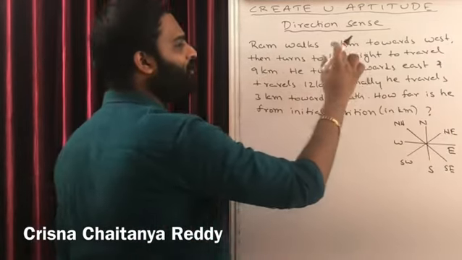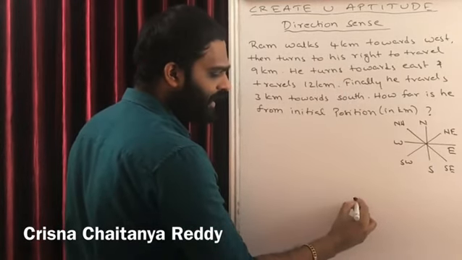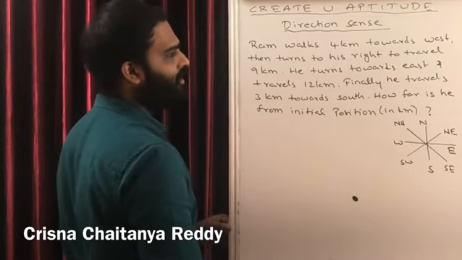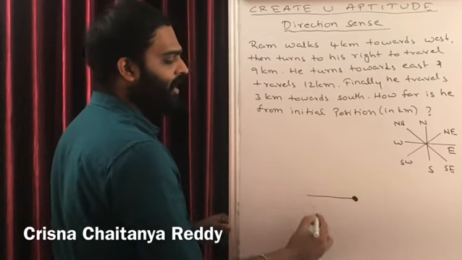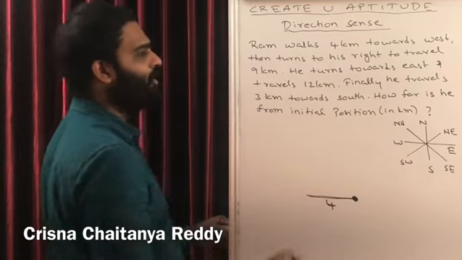He said Ram walks 4 kilometers towards west. So let me start somewhere, but put a thick point here so that you will not get confused later. So Ram started here and he said 4 kilometers towards west. So let me draw a line and call it as 4 kilometers. Just draw a random line and say 4 kilometers.